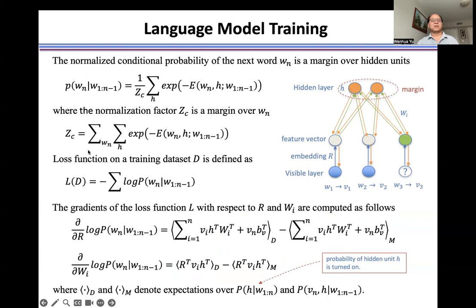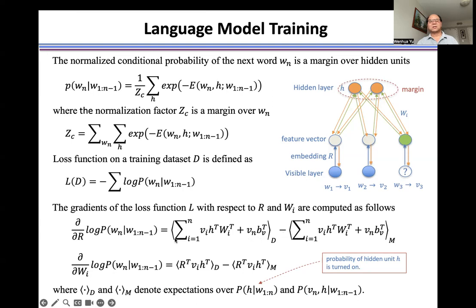To use the gradient descent method to train the language model, we define a loss function on a training dataset D. Also, we have this loss function LD. The gradient of the loss function L with respect to R and W is computed as follows. This gradient is equal to the difference of two terms.